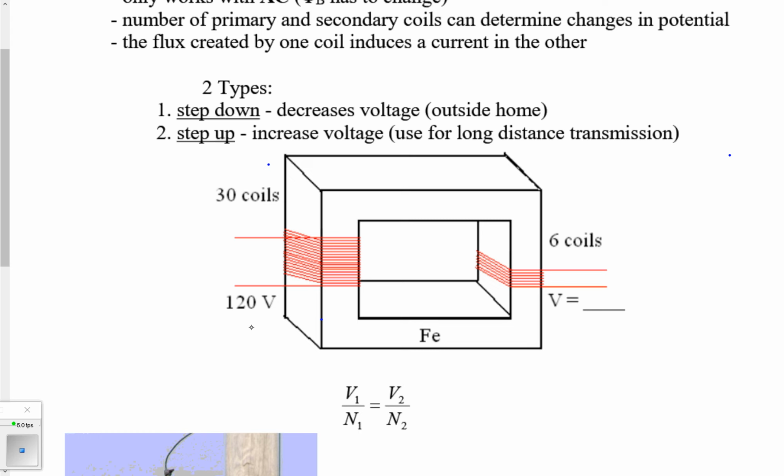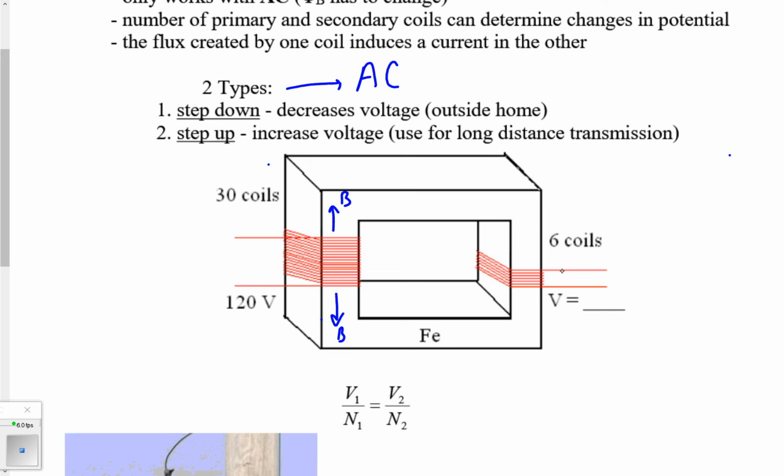But remember, and it's in the notes, this is only good for AC electricity, because you have to have a changing magnetic field. So the magnetic field, one second is going that direction, and then the next second it's going this direction. And that's what causes this changing magnetic field to induce the potential in this other loop over here.